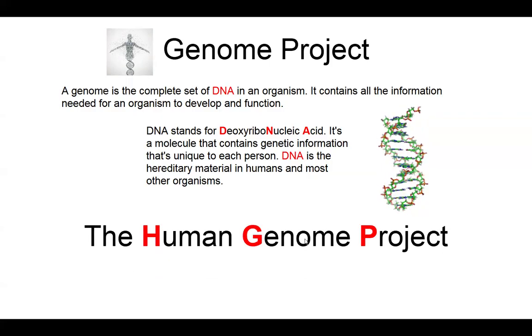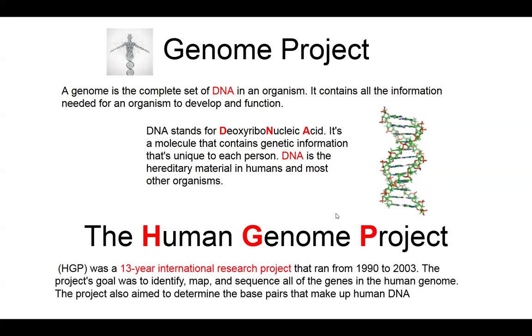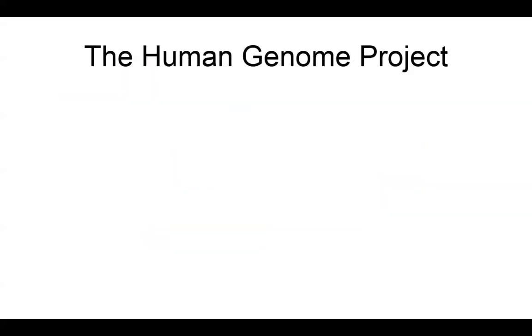The Human Genome Project, HGP. The Human Genome Project was a 13-year international research project that ran from 1990 to 2003. The project's goal was to identify, map, and sequence all the genes in the human genome. The project also aimed to determine the base pairs that make up human DNA.